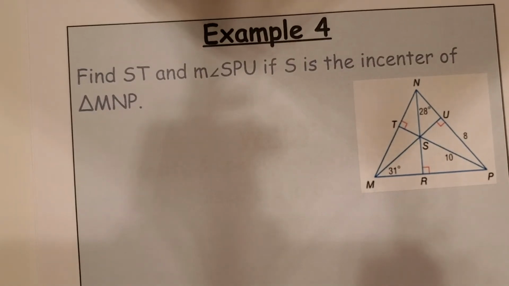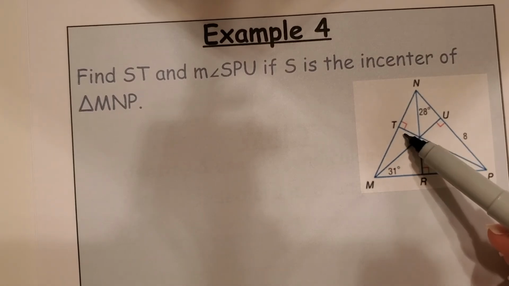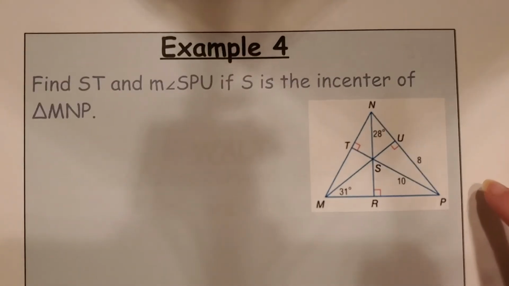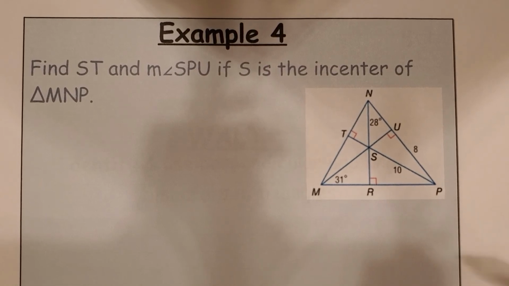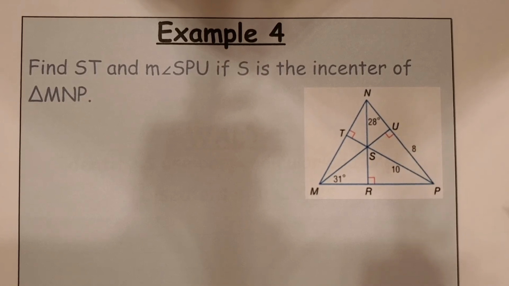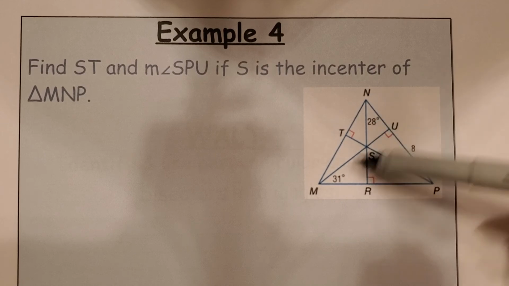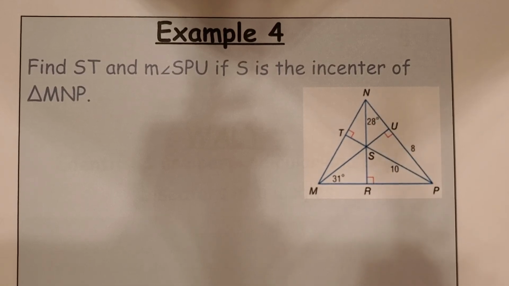Find ST and the measure of angle SPU if S is the incenter of triangle MNP. Okay, so ST is all the way over here. So there's really not much we can do with that at this point. We can work with this over here. We know SP is 10, and we know UP is 8. We cannot say SN is also 10, and so is SM, because we're talking about angle bisectors this time, not perpendicular bisectors.